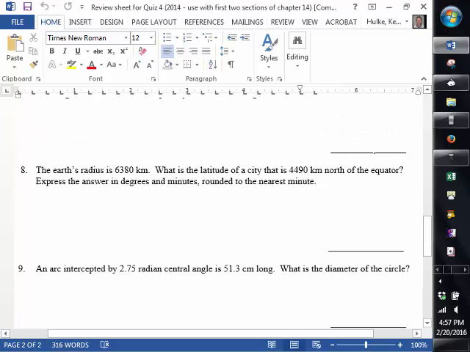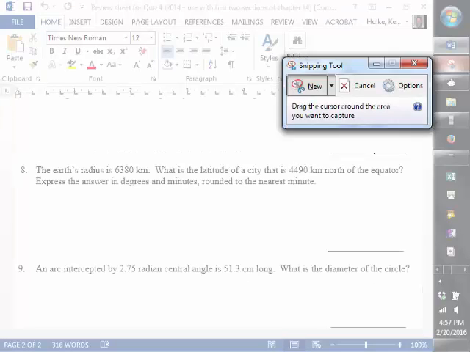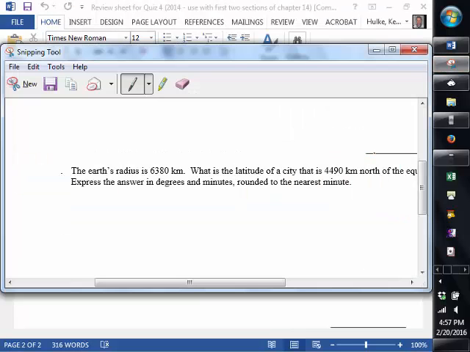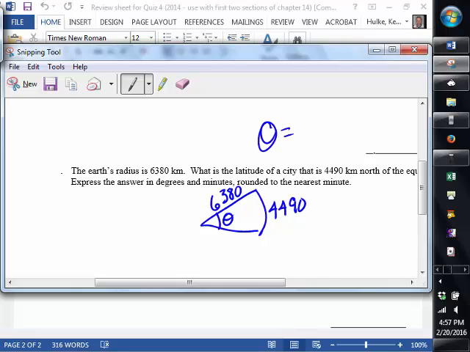The Earth has a radius of 6380. What is the latitude of a city that is 4490 kilometers north of the equator? Express your answer in degrees and minutes. Okay, so here's our S, 4490. Here's our R, 6380. So our theta is S over R, 4490 over 6380. And that will be in radians.